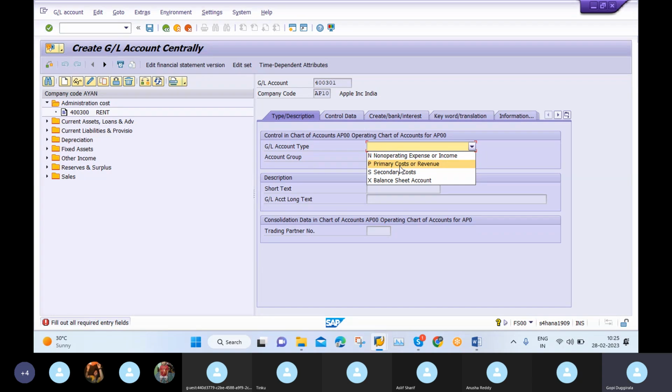Earlier in ECC we have one step, FI CO integration. Can anyone tell that step? Really? In ECC we have some configuration for FI to CO integration. What is that step?